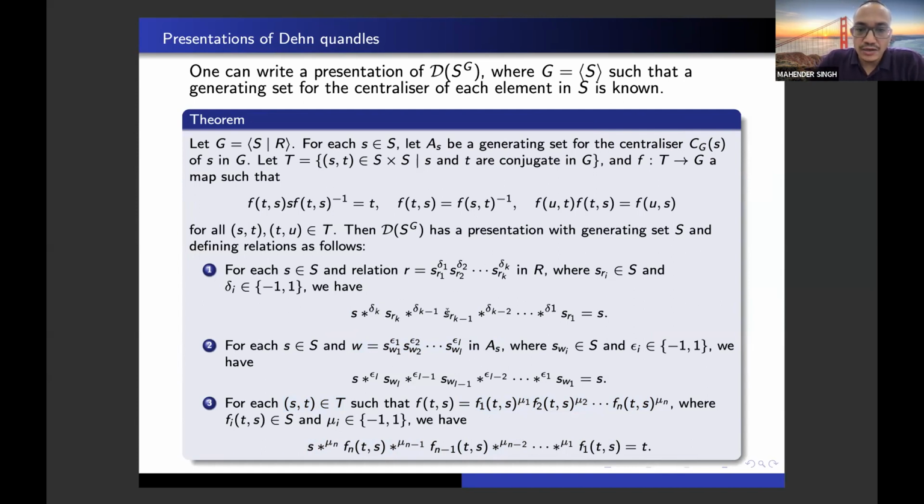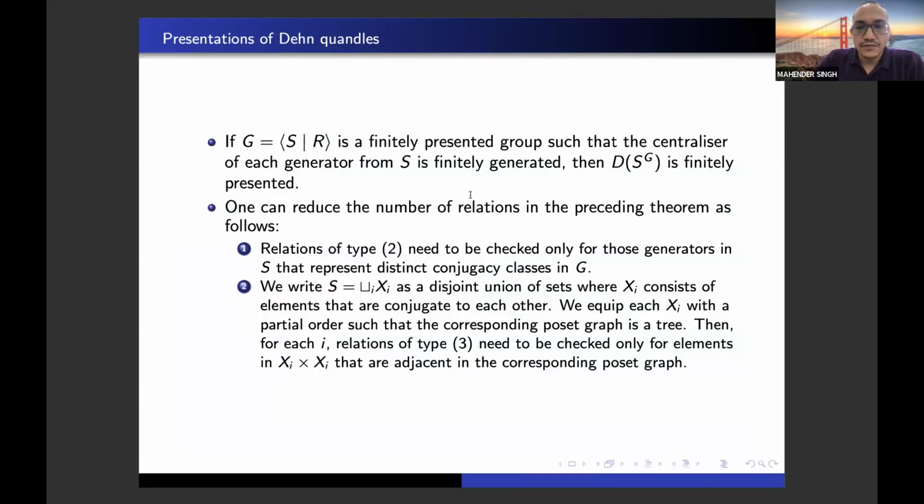But in fact, one can reduce the number of relations by the following procedure. Relations of type 2 need to be checked only for those generators that represent distinct conjugacy classes. And if two or more generators represent different conjugacy classes, then you just partition your set of generators and equip each x_i with a partial order, such that the corresponding poset graph is a tree. Then each relation of type 3 needs to be checked only for those which are adjacent in this poset. So that reduces the number of relations drastically.